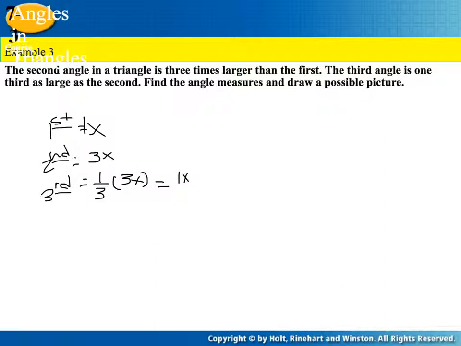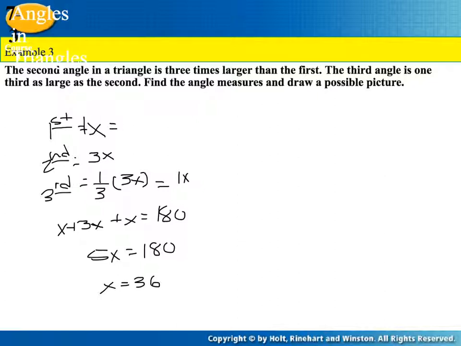Now what do I do? Plug it into my equation. I get x plus 3x, that is 4x, plus x is equal to 180. I end up with 5x is equal to 180. How do you solve for x? Divide by 5. X is equal to 36. Am I done? No, I am not done. I need to take that 36 and plug it back in.